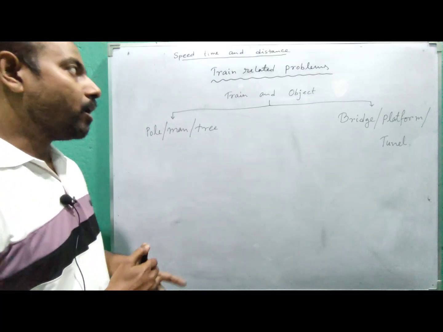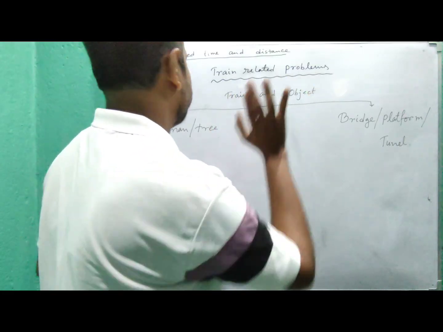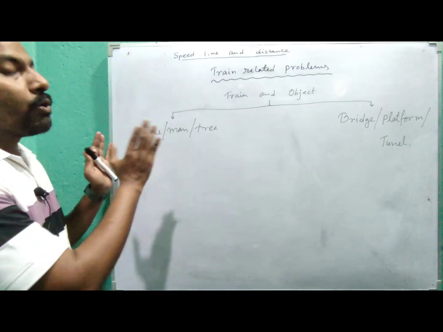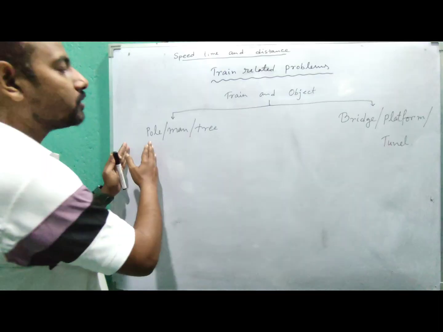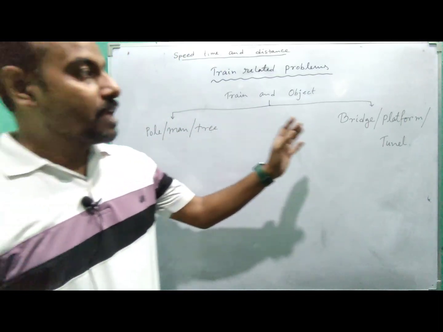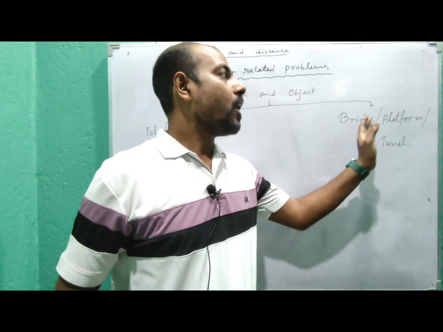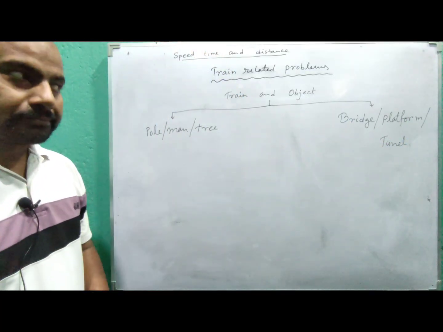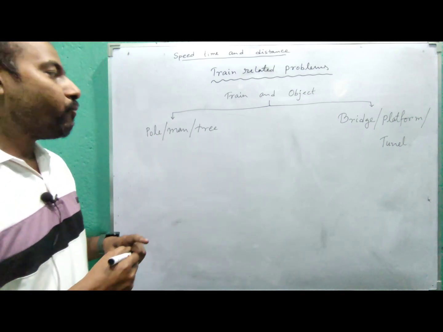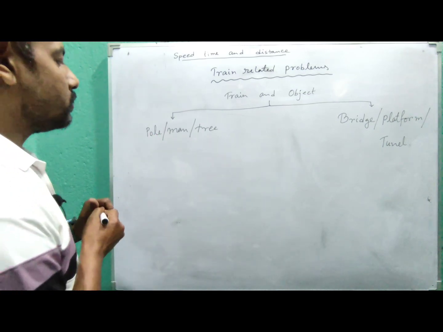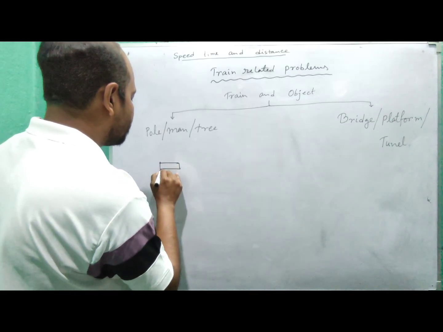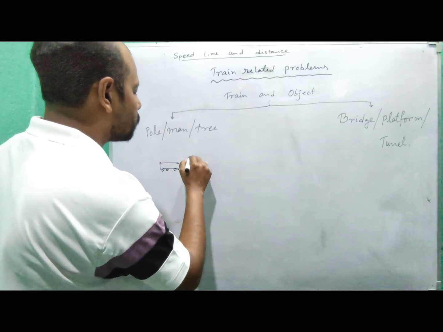The second type of train related problem is train and object. The train and object problems are of two types. When a train is crossing a pole or a tree or a man, and the other type is when a train is crossing a bridge or a platform or a tunnel. Let's get started with pole, man or tree. When a train is crossing a pole, suppose this is a train crossing a pole.